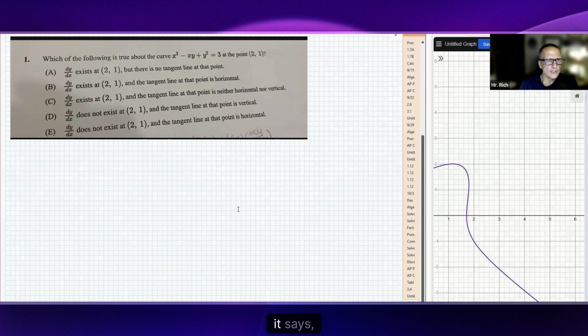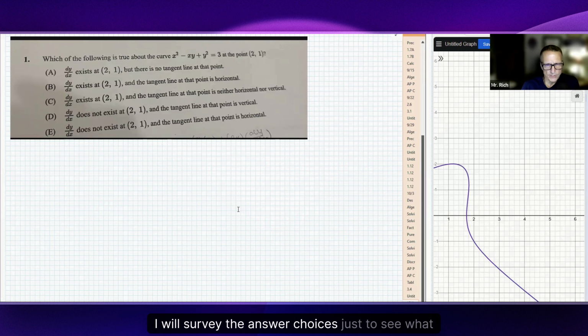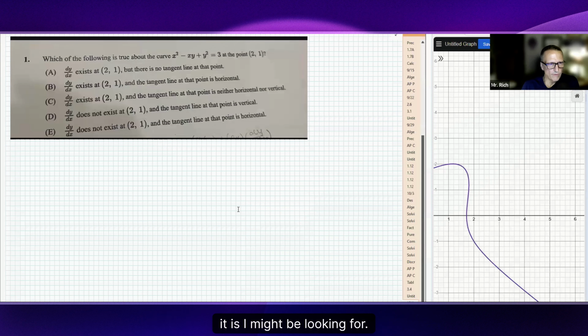Well, it says which of the following is true about that at the point (2, 1). So before I jump into that, I will survey the answer choices just to see what it is I might be looking for.